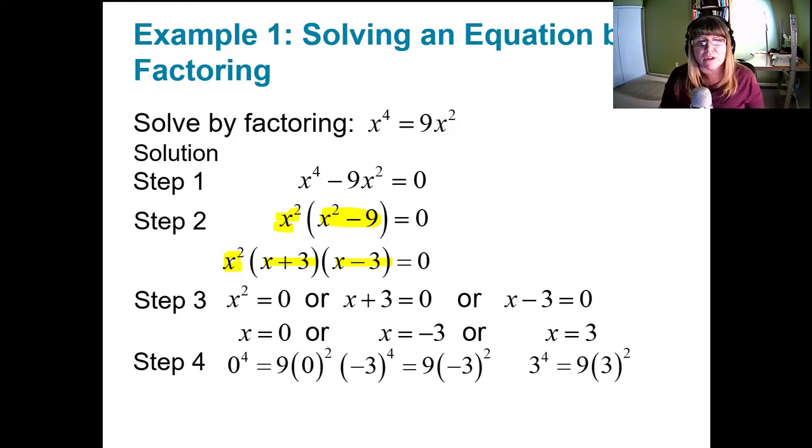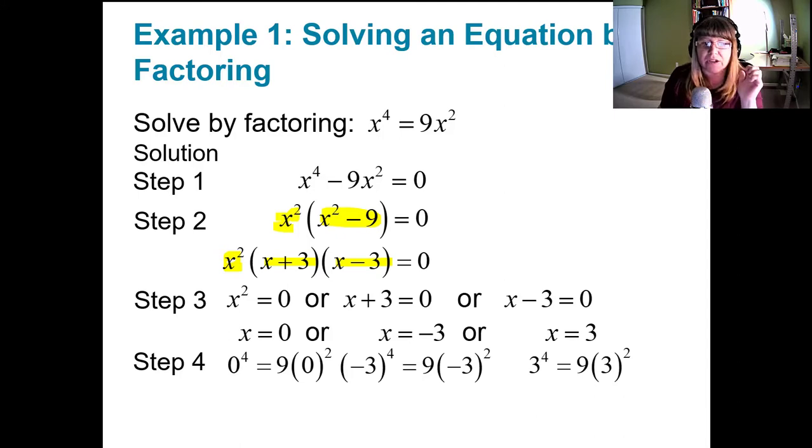0 to the 4th equals 9 times 0 squared. Well, 0 squared is 0. 0 times 9 is 0, so 0 equals 0. Negative 3 to the 4th, well, I know negative times negative times negative times negative is positive, so I've dealt with the sign. 3 times 3 is 9, times 3 is 27, times 3 is 81.